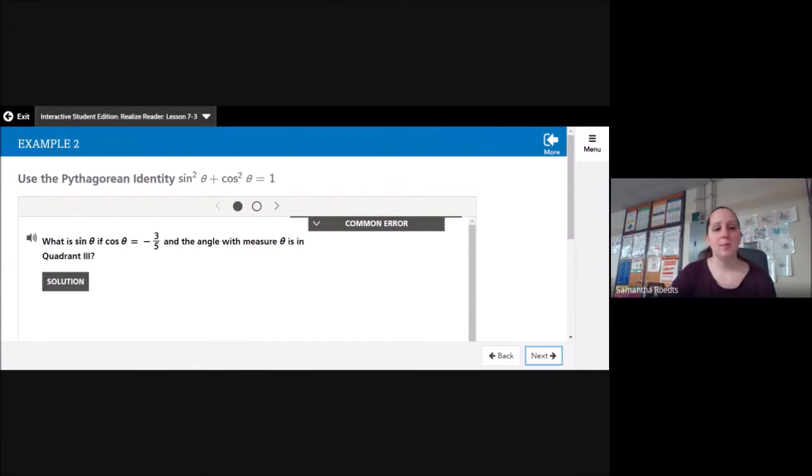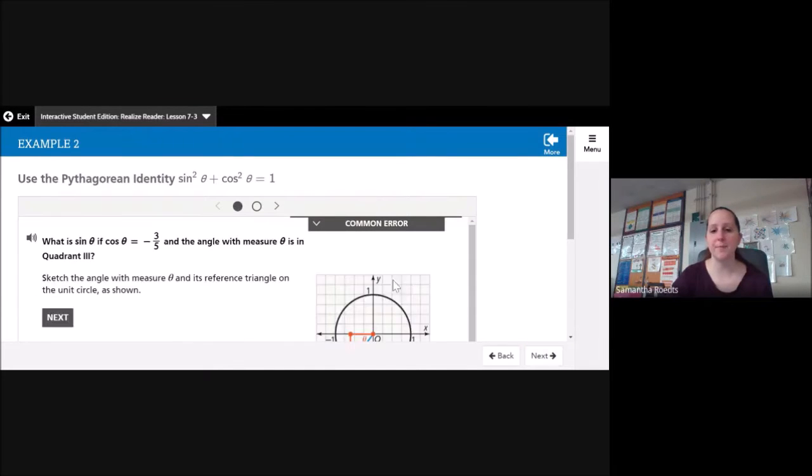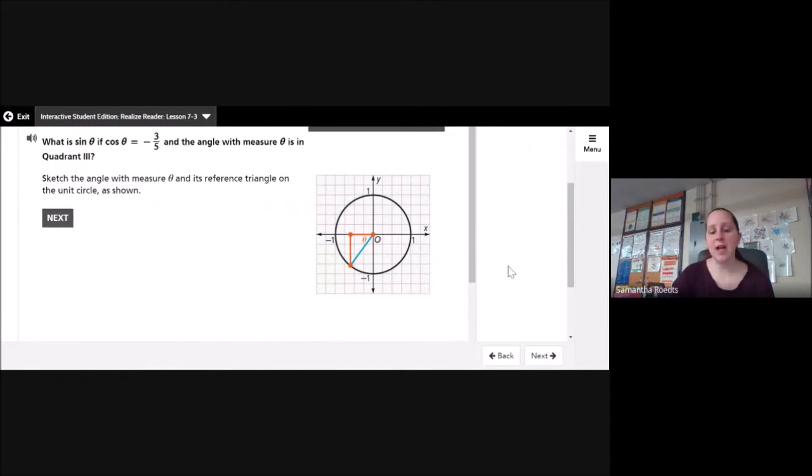All right, example 2, use the Pythagorean identity sine squared theta plus cosine squared theta equals 1. What is sine theta if cosine theta equals negative 3/5 and the angle with measure of theta is in quadrant 3? So I want to sketch the angle with measure theta and its reference triangle on the unit circle as shown.